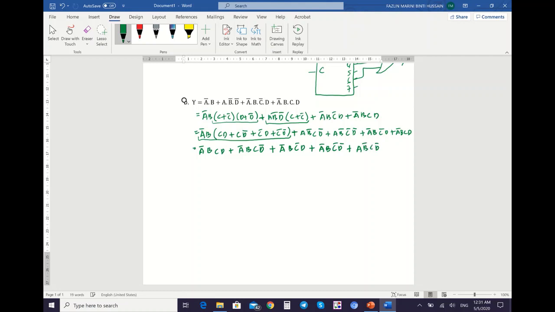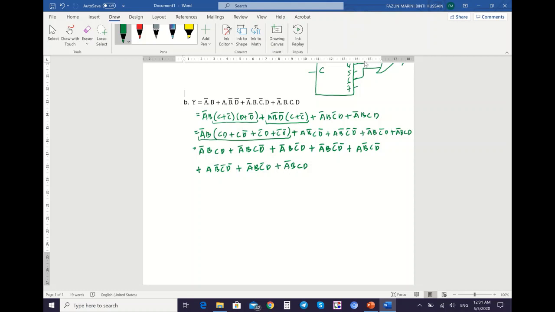So I continue below, plus A bar C bar D bar, plus A bar and B C bar D, and lastly A bar and B C and D. Now we have completely expanded the equation.